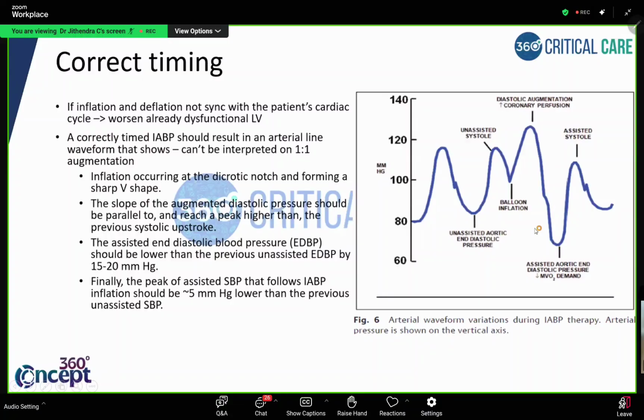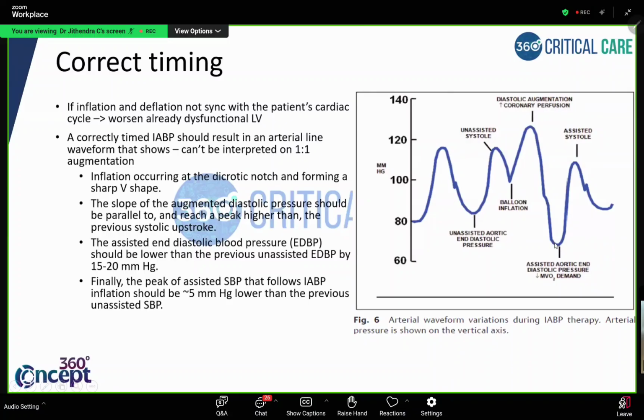I'll be discussing that in the subsequent slides. After that, what happens? There is a gradual decrease in the pressure and then you reach a bottom, and that is nothing but your assisted end diastolic pressure. That is what is decreasing your patient's afterload, or reducing the patient's myocardial oxygen requirement. You can see this point is less than the previous unassisted end diastolic pressure.